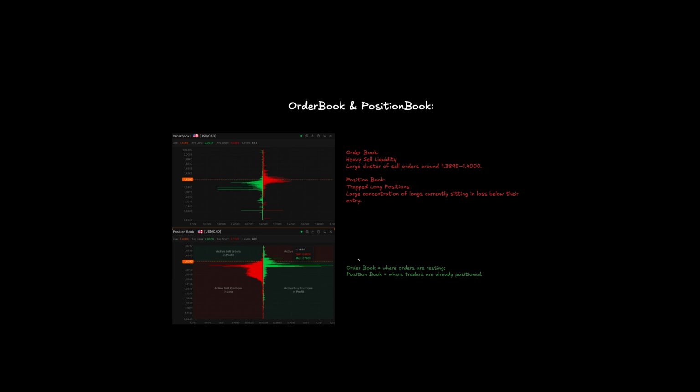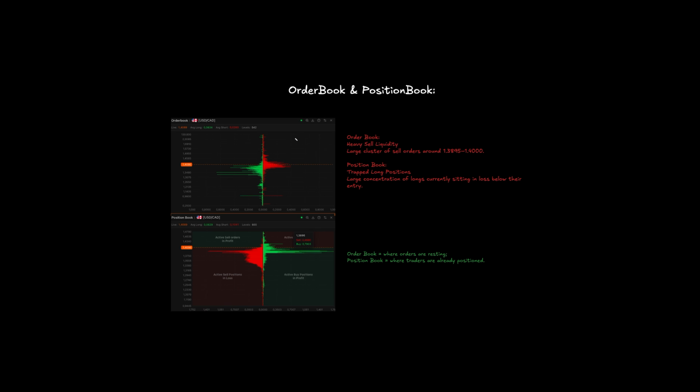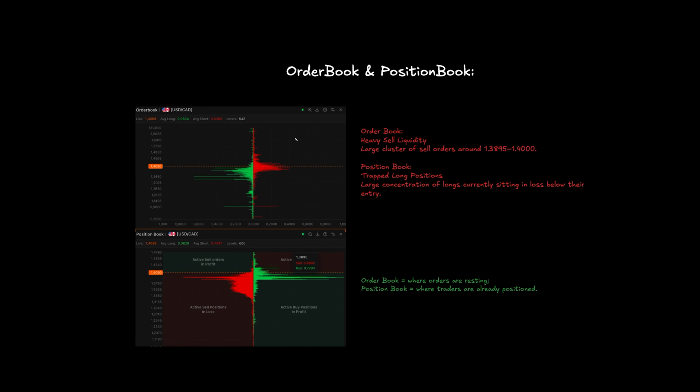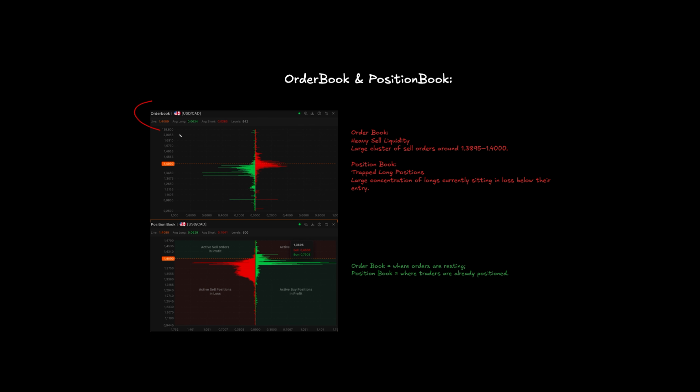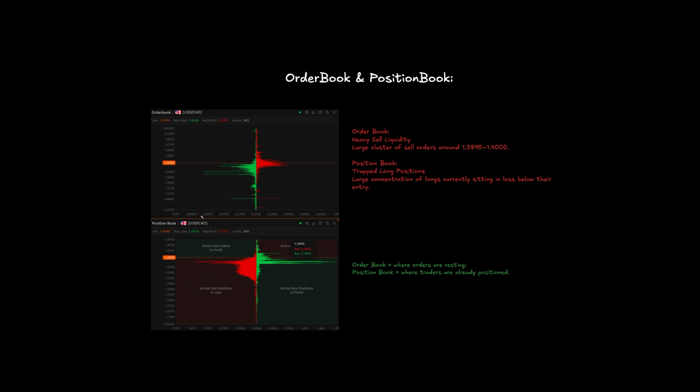But now let's talk about the order flow, especially the order book and position book. So we have two different tools, okay? First of all, the order book and then the position book for USD-CAD again. To make it simple, for the order book, we have heavy sell liquidity. It's visible. And we have a large cluster of sell orders around 138.94 and 140. Well, perfect, because this is basically where the spot price is. So that's why shorting around this key level could make sense.